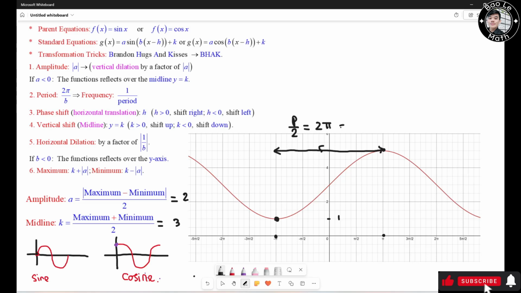Now you need to find the period, so you're going to multiply both sides by 2. So P equals 4 pi, right? Now we're going to use this formula to find B, right? So B equals 2 pi divided by 4 pi, because the period equals 2 pi divided by B, right? So it's going to be 1/2. Alright, now we substitute over here and we need to find the phase shift and we're done, right?